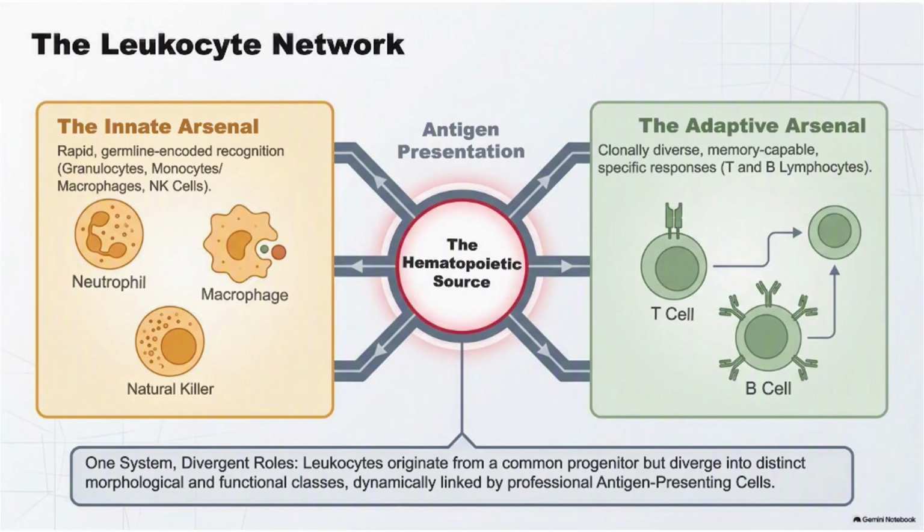A dendritic cell, for example, can encounter a pathogen in peripheral tissue, capture and process its antigens, and eventually present that information to a naive T cell. We'll follow that process later in the episode. So rather than thinking of two independent immune systems, think of one interconnected leukocyte network with different cells performing different jobs. And despite all that specialization, notice what's sitting in the center of this slide, the hematopoietic source.